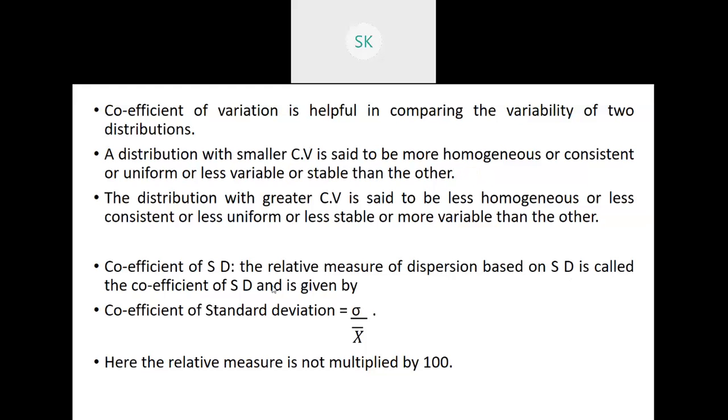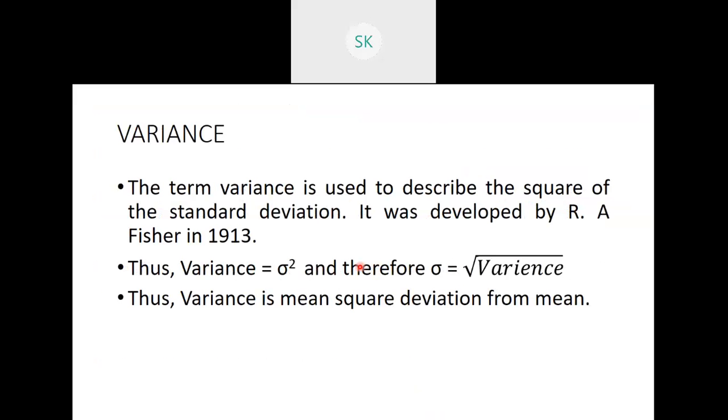Okay, so let's continue. We have completed the theory part of it. Let's go on to the problems now. Before going to the problem, one small concept which is called variance. The term variance is used to describe the square of standard deviation. Now we have solved enough problems under standard deviation, and we know how to solve them. Variance is a concept where we use the square of standard deviation. If you can see here, it says variance is equal to standard deviation square.